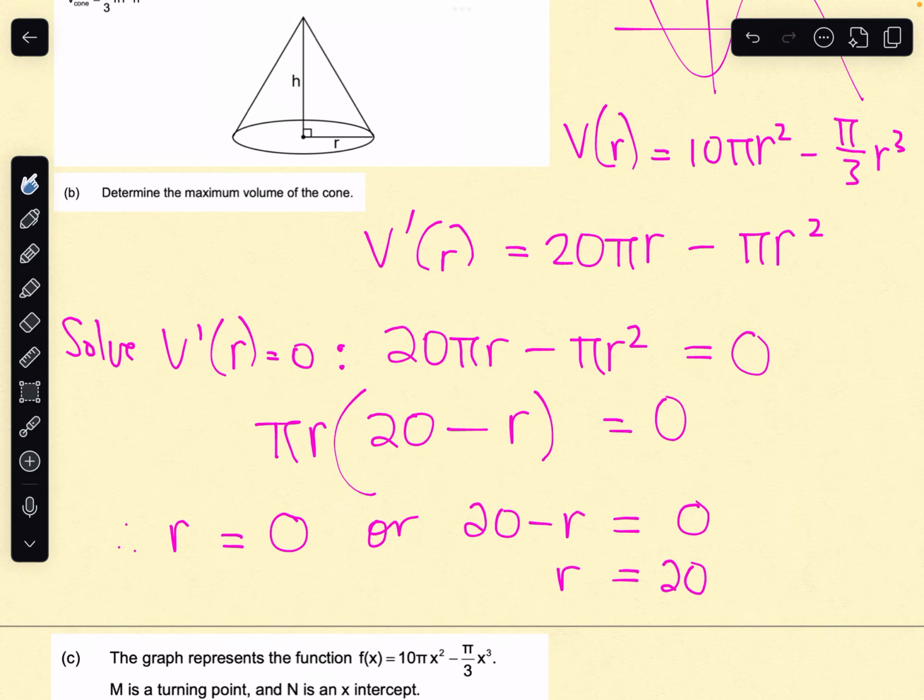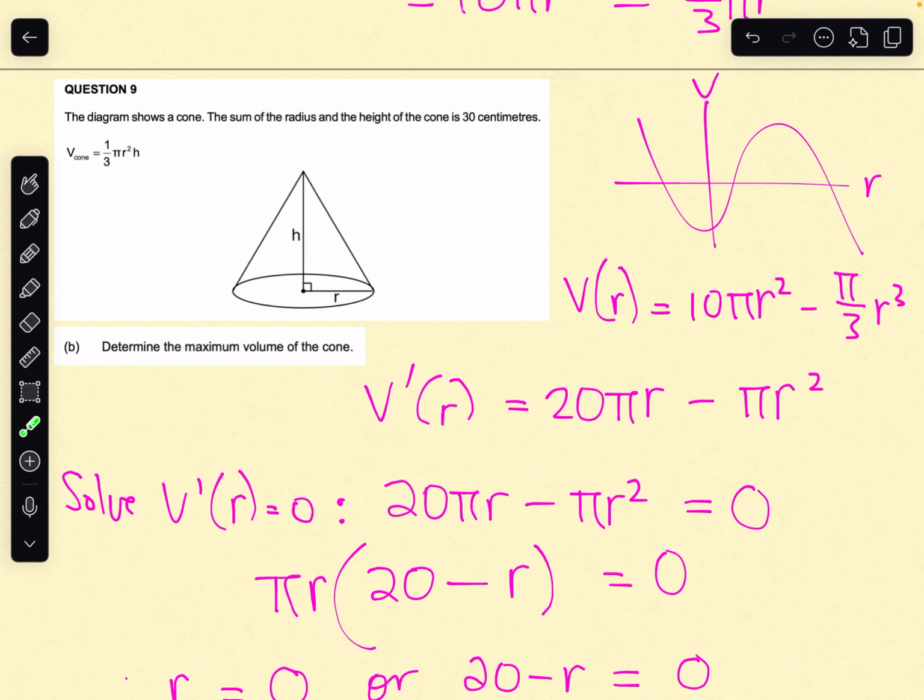But now we can't have a cone where the radius is 0, so this solution is invalid. Also, I just want to modify my graph to reflect current affairs.